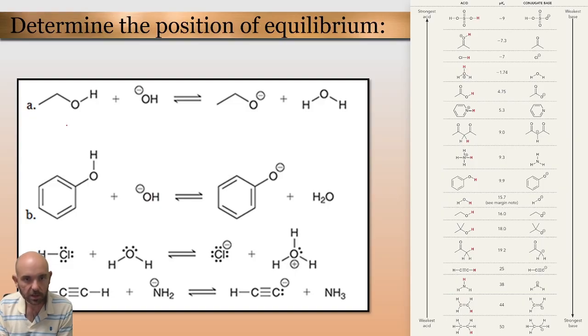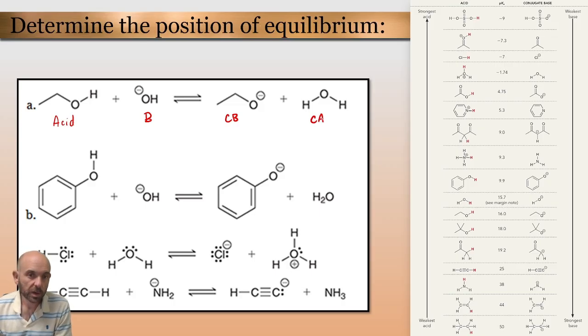In example A here, we see this species gives up a proton, this species collects a proton, and if we were to go the other way, this species gives up a proton here, which collects a proton. So this is our acid, this is our base, this is our conjugate base, and this is our conjugate acid.